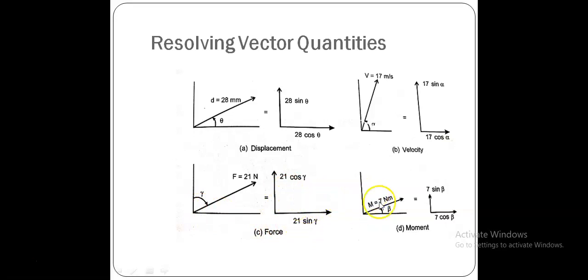Next we see a moment, a couple acting in this direction at an angle beta subtended with respect to the horizontal. When it is resolved horizontally, it becomes 7 cos beta. When it is resolved vertically, it becomes 7 sin beta newton meter. So these are some of the vector quantities which can be resolved horizontally and vertically with respect to the angle subtended with either the horizontal axis or the vertical axis.